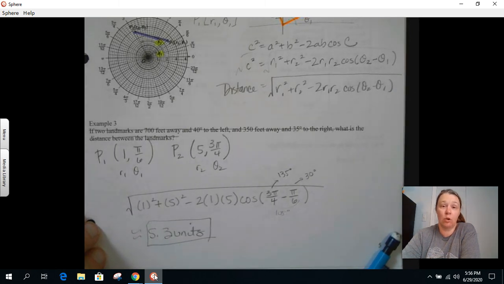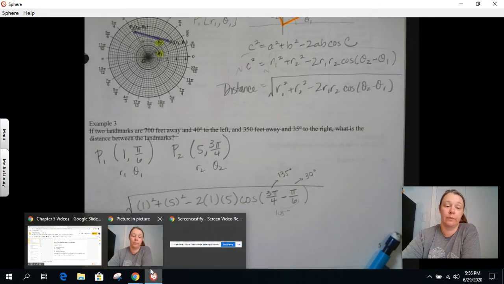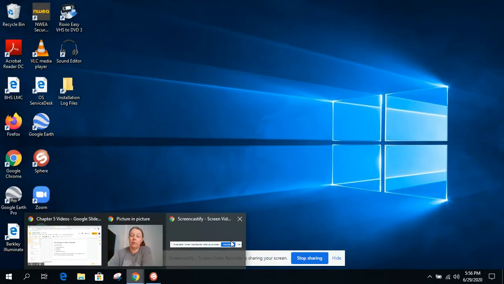Okay, so that's the basics of polar coordinates. This chapter, we're going to talk about graphing. We're going to talk about converting between rectangular and polar. We're going to make a lot of connections between polar coordinates and what we did in chapter 8 with vectors. That's it for 8.1.